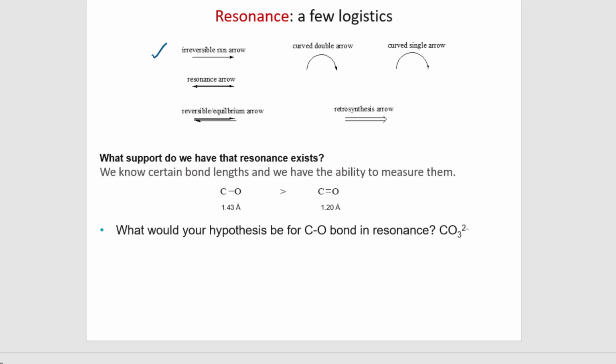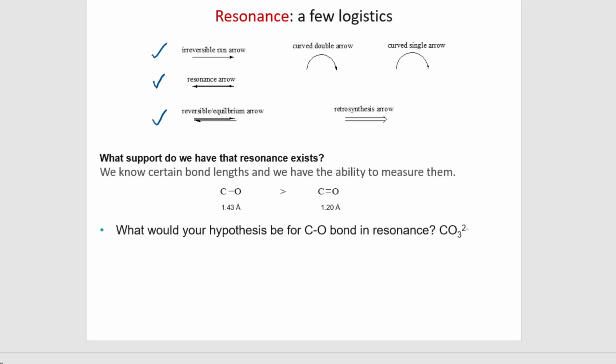If I am trying to show different resonance contributors, I'm going to use the double-headed arrow. That means that the two molecules drawn on either side of the resonance arrow are the same, and they're just trying to represent some motion. The half arrows, one on top of the other in each direction, are reversible or equilibrium arrows. Curved arrows show the movement of electrons.